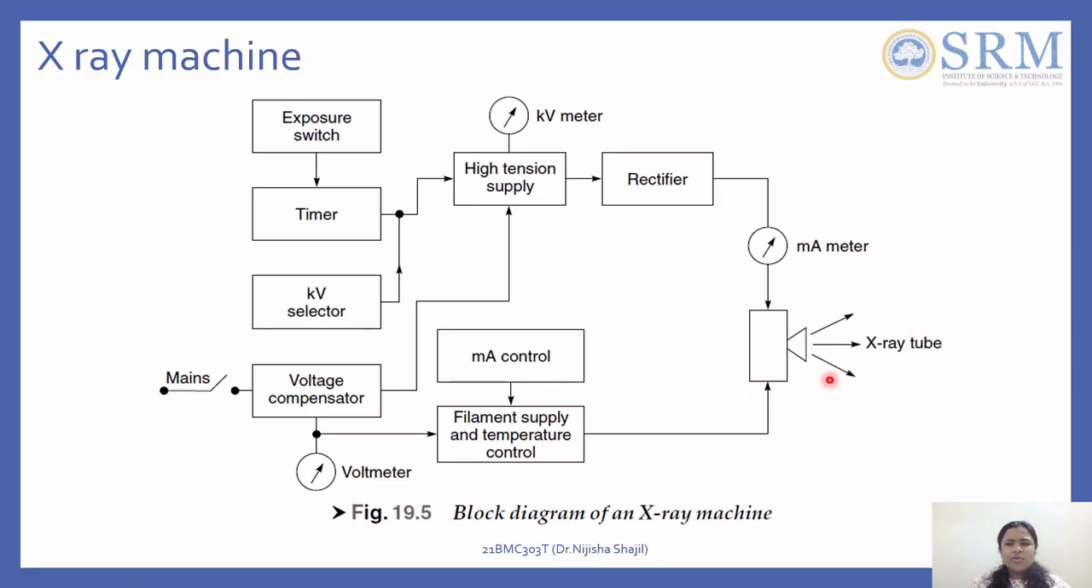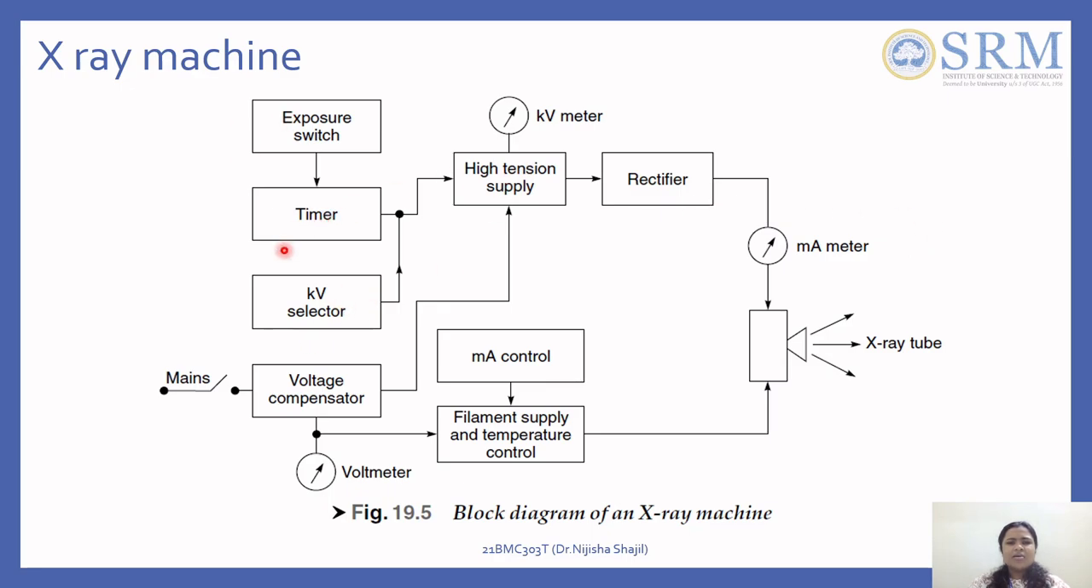So here you have the X-ray tube. For the X-ray tube, I need to give a high supply. For that, I need to give a high tension supply, and then this has to be rectified and given. Everywhere you have a kilovoltmeter and a milliampere meter, to measure the voltage and the ampere. The reason behind all this is that based on what application you want, which area you are doing, you can change the energy of the X-ray which is produced.